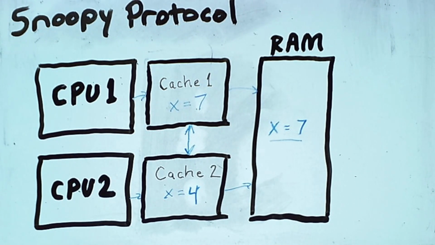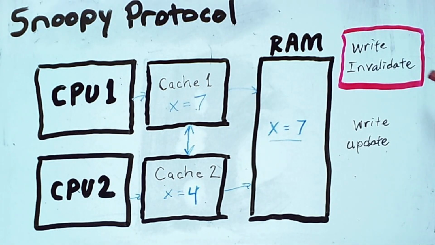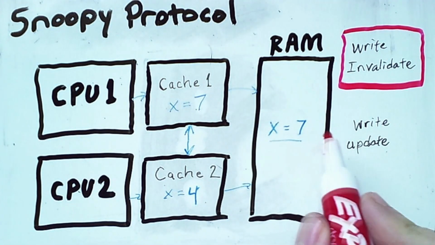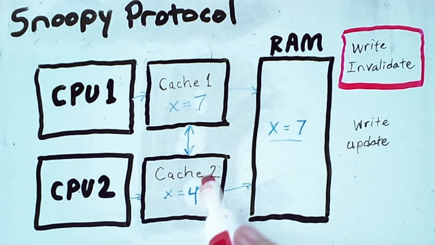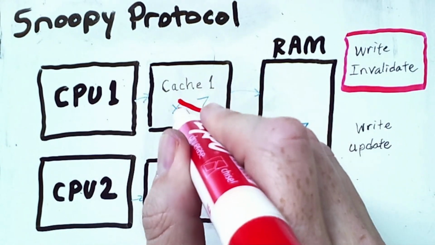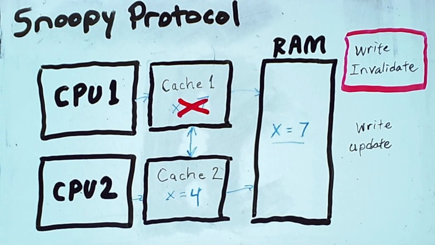Such protocols can be either write invalidate or write update. A protocol is write invalidate if the cache will mark its own copies of data as invalid if they snoop a write being performed on that same data in another cache. So in this example, this cache modified what was originally 7 to a 4, and this cache would snoop that change and invalidate its copy of that data.